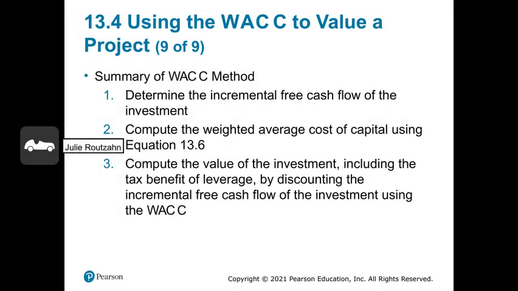So to summarize, we're going to determine the incremental free cash flows of an investment. Okay, we learned how to do that in the previous chapter. We're going to compute the weighted average cost of capital. We just learned how to do that in this chapter. And then we're going to compute the value of the investment, including the tax benefit of the leverage, by discounting the incremental free cash flows using the weighted average cost of capital, and that's going to give us the net present value. So, right, we've taken everything we've learned in this chapter, number 2, and we're combining it with things we learned in previous chapters, to do items number 1 and number 3.